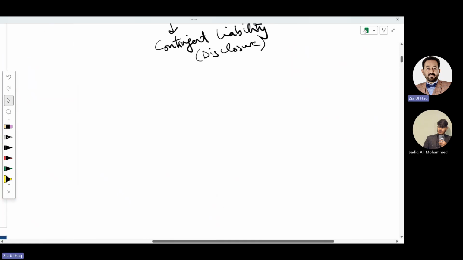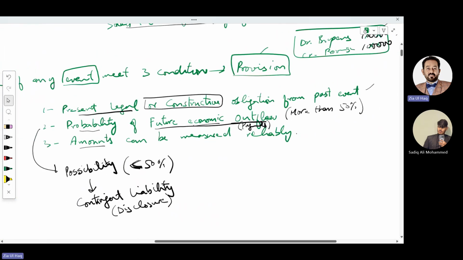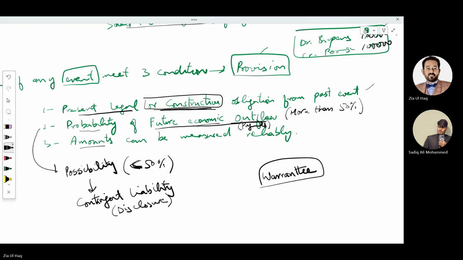And we have discussed the three conditions: present legal or constructive obligation from a past event. What is meant by constructive? We haven't discussed yet, so let's discuss what a constructive obligation is. Suppose a company has provided a warranty to its customer for 1 year. If there is any issue in our product within a year, you can claim warranty. And if the company has provided warranty, this means there will be chances some customers will return the goods and claim warranty.